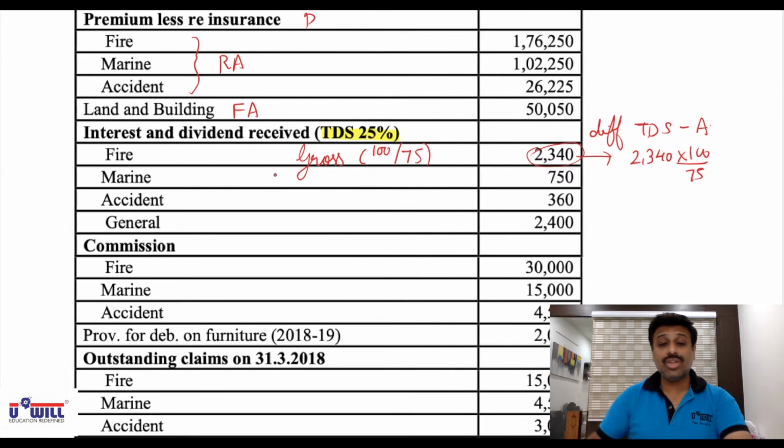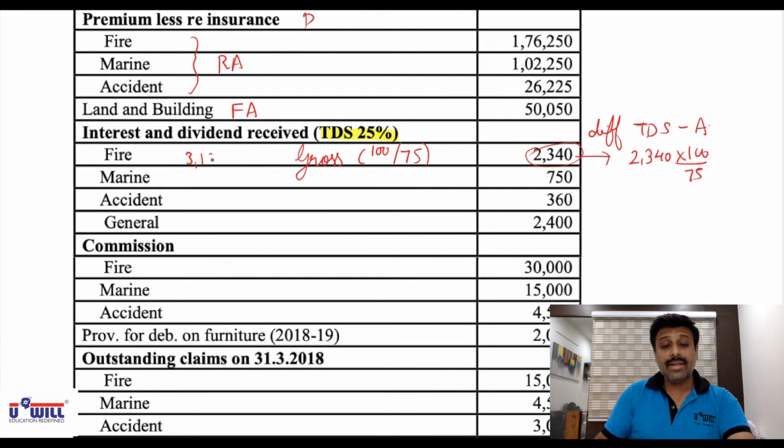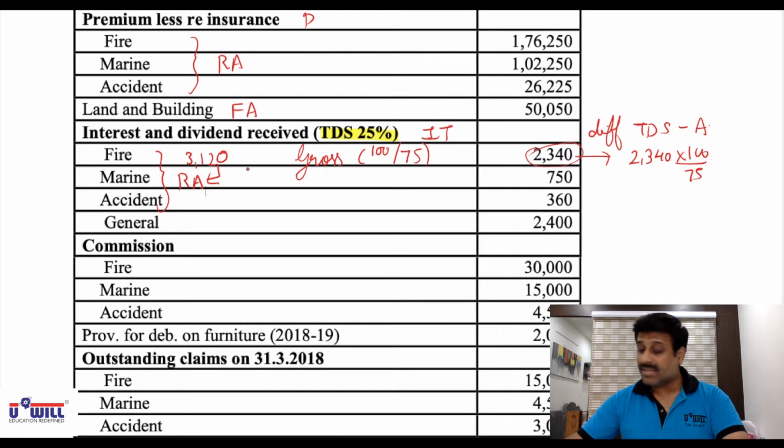So 3120 we will show in investment income. Interest and dividend received will come in investment income. These three amounts will come in the revenue account. So 3120 will be shown in the revenue account. Now what is 3120 minus 2340? The TDS amount, 780. That TDS amount 780 we will show in advances. So automatically the net effect of 2340 will be given.